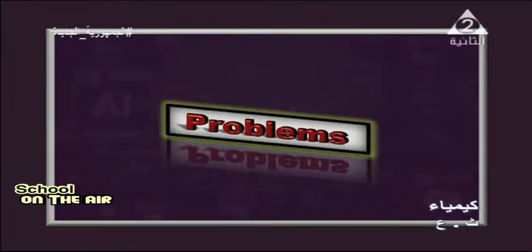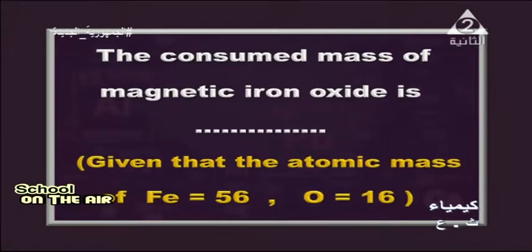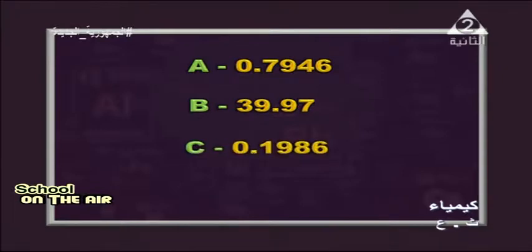Next type of multiple choice questions, which are problems. On oxidation of 0.5 gram of magnetite ore, Fe3O4, into iron(III) oxide, 0.411 gram of iron(III) oxide is produced. The consumed mass of magnetic iron oxide is what? Given the atomic mass of iron is 56 and oxygen is 16. Here, is it 0.7946, or 39.97, or 0.1986, or 0.3973? If you solve the problem, it will be 0.3973. What are the steps for this problem?